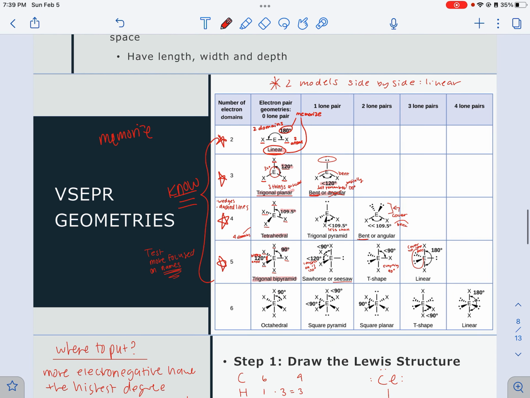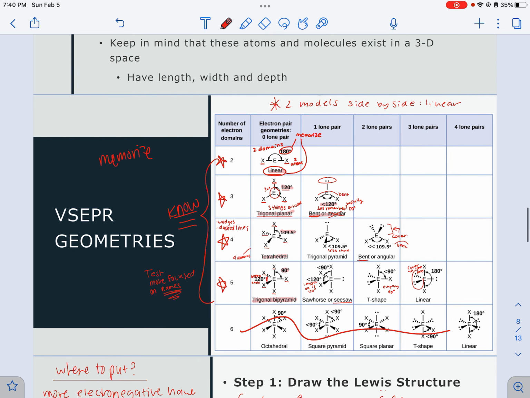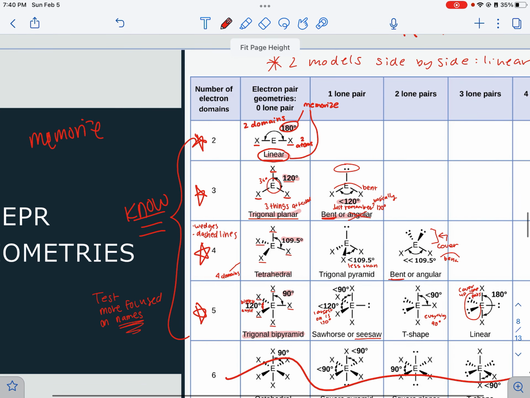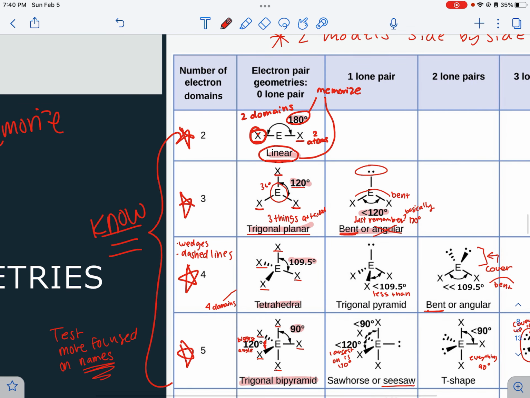So, we need to memorize this stuff. 6, you don't really need to memorize. The test is mainly focused on names and how it's correlated to its degrees. By the way, 2 atoms side by side, like H and O, are just linear, right? So we're going to go down, talking about number of electron domains. If there's 2, then it's linear, right?